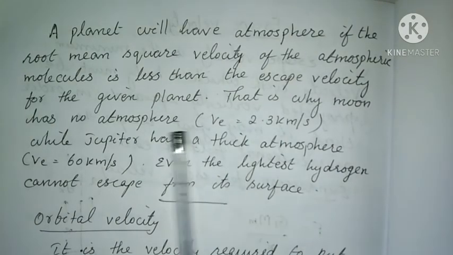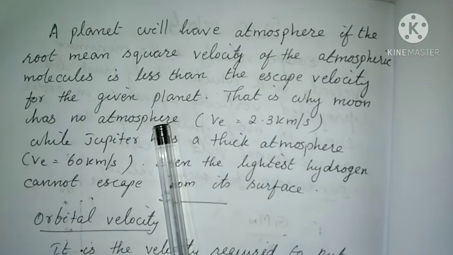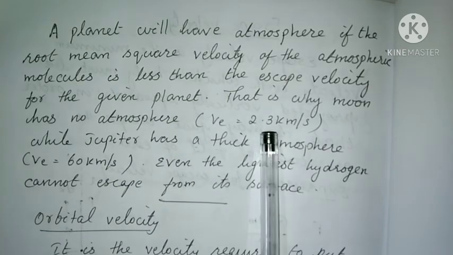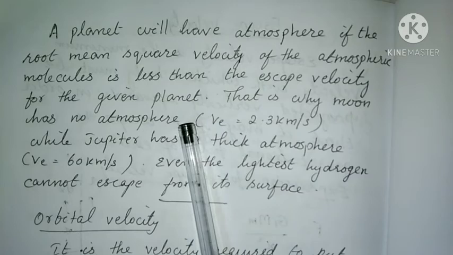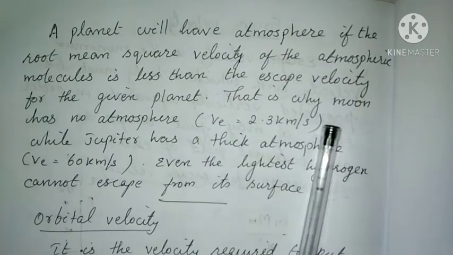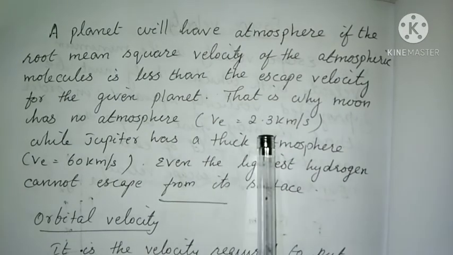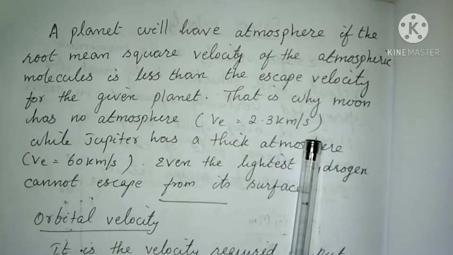So the moon has no atmosphere. The molecules present in the moon have greater velocity than its escape velocity, so they escape from the surface of the moon. So the moon has no atmosphere. The escape velocity of the moon is 2.3 km per second.